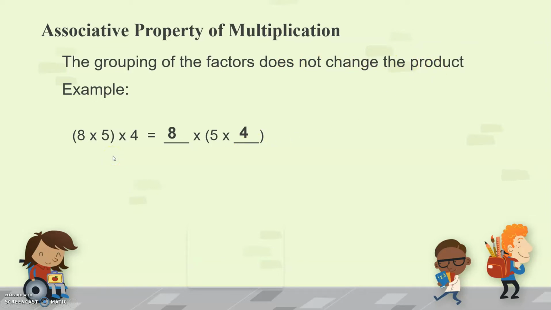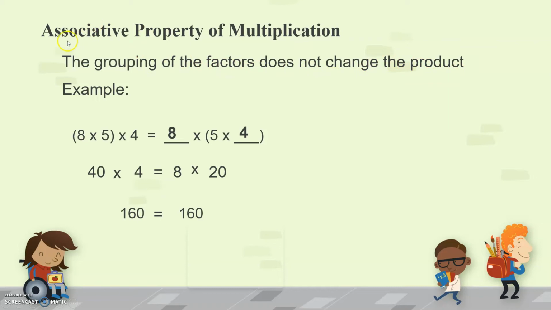So, let us solve. So, we have 8 times 5 equals 40. And then, copy yung 4. Next, copy yung 8. And then, 5 times 4 equals 20. Then, let's multiply. 40 times 4 equals 160. And then, yan. 8 times 20 is also 160. So, see, they have equal answers. So, yan yung ibig sabihin ng associative property. The grouping of factors does not change the product.